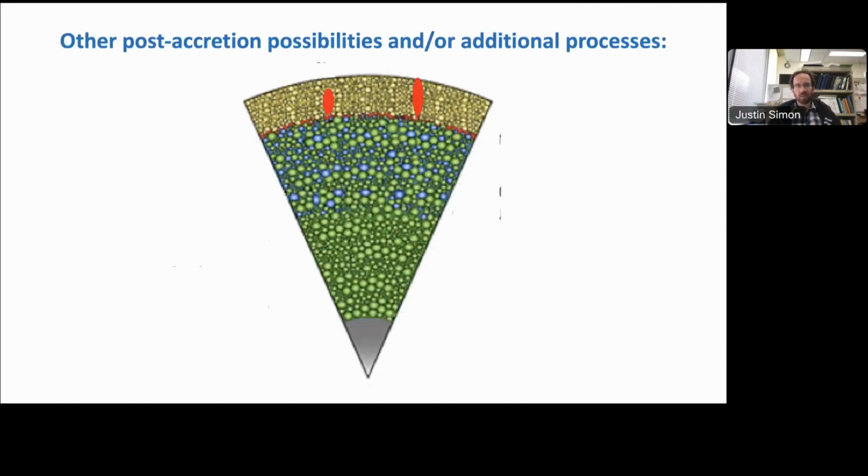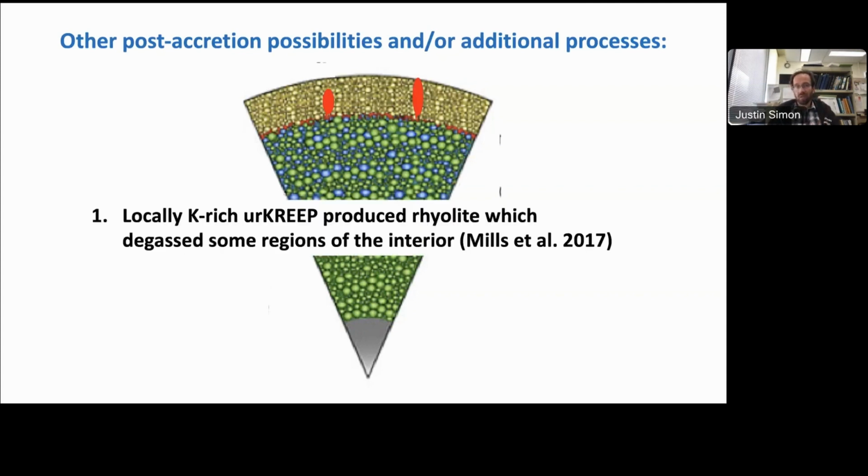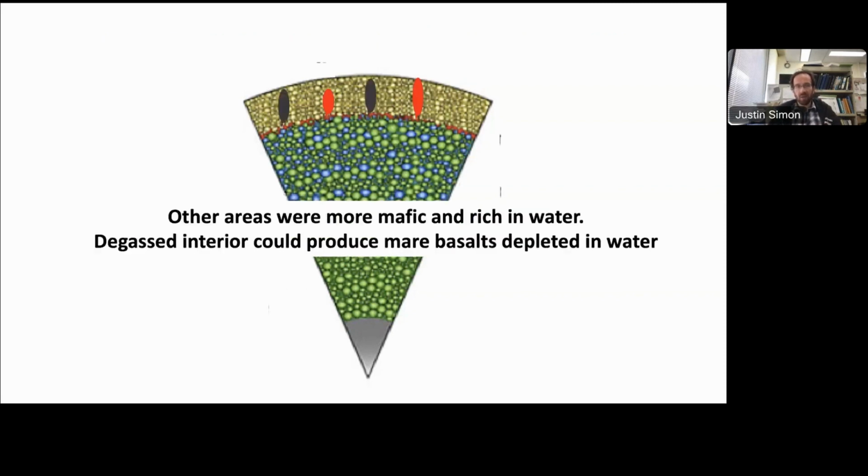The other processes that were more attuned to this talk and that I was focusing on include both the concentration, but also possible addition. And so basically the conclusion that I stand behind still from Ryan's work is that locally there's evidence for potassium-rich KREEP to have produced rhyolites that likely degassed some regions of the interior. This would explain some of the diversity in the mafic rocks.